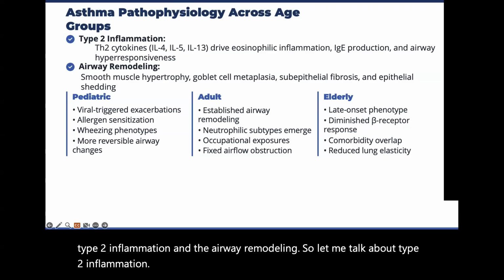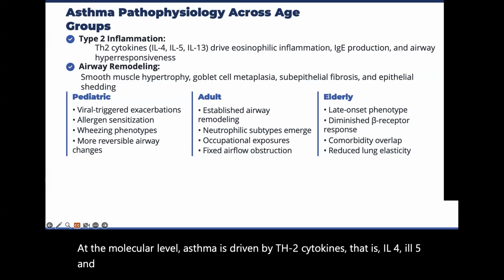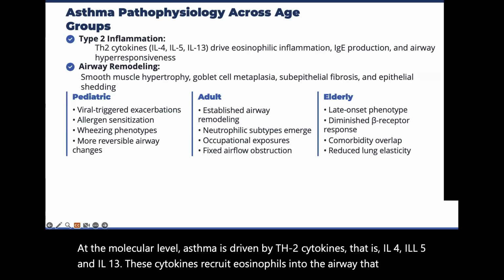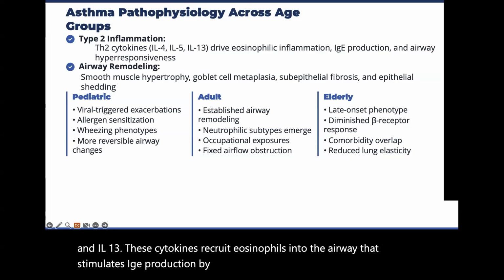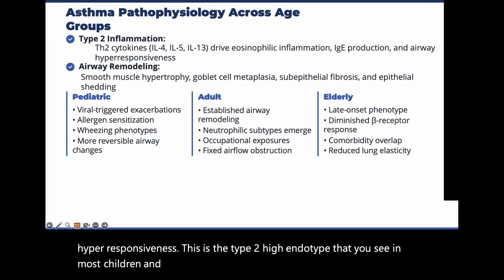At the molecular level, asthma is driven by Th2 cytokines, that is IL-4, IL-5, and IL-13. These cytokines recruit eosinophils into the airway. That stimulates IgE production by the B cells, and that increases the bronchial hyperresponsiveness. This is the type 2 high endotype that you see in most children and many adults with allergic asthma.